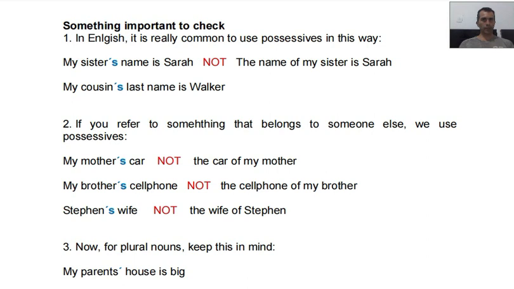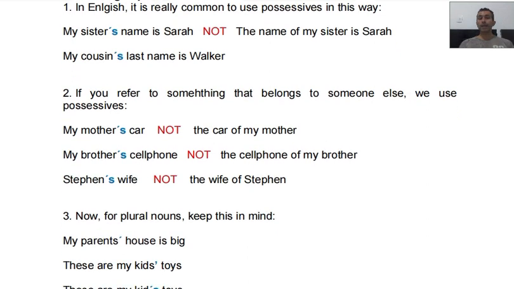miren la S, la apóstrofe y la S indica el posesivo allí en ese caso, and Stephen's wife. Primero el nombre, primero el quién y después el qué. O sea, si quiero decir la casa de Jorge, George's house, o en Spanish, Jorge's house. ¿Ok? Si queremos decir el computador de Roberto, Robert's computer. La apóstrofe y la S. Eso indica el posesivo. Robert's computer. Es para que lo tengan presente y practiquen allí en casa.